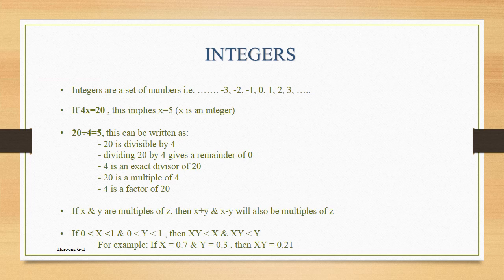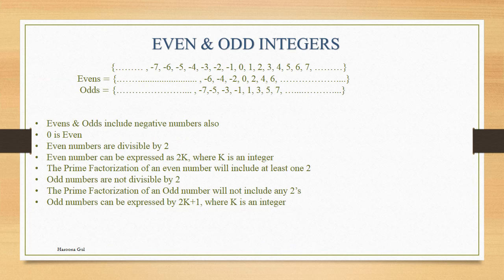Now this is not a property of integers, but kindly keep this in mind: if the value of x is between 0 and 1, and the value of y is also between 0 and 1, then x times y will be less than x, and x times y will be less than y. For example, if x is 0.7 and y is 0.3, then xy is equal to 0.21. That is, it is less than 0.7 and it is also less than 0.3.